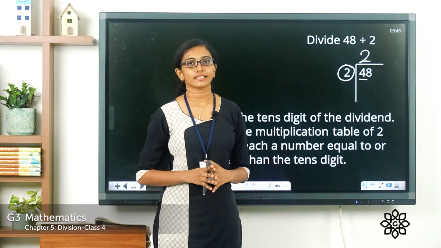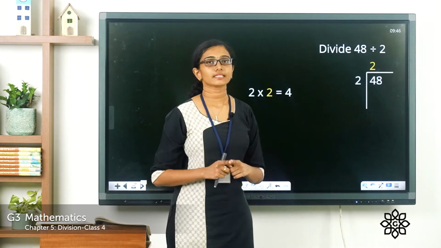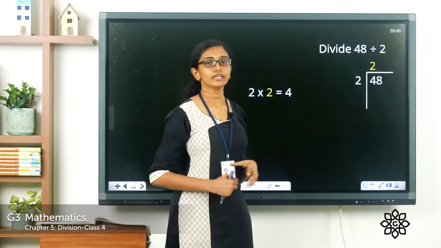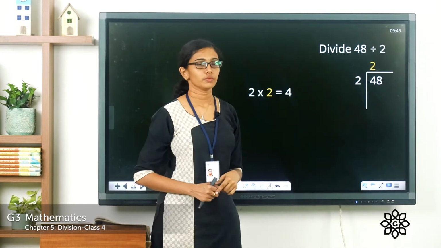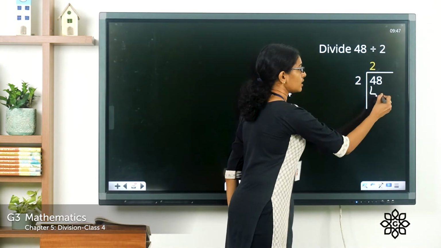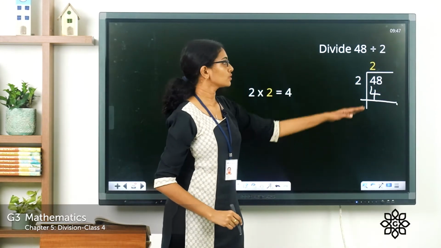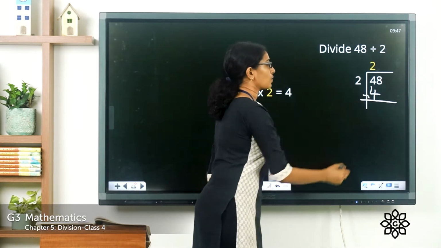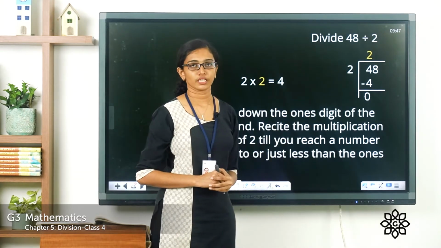Now, what is the next step? So, we have written 2 over there. Now, the next step is to multiply this quotient and the divisor. So, we are going to do 2 into 2, which gives us the number 4. And the next step is to subtract these two numbers, 4 minus 4. And what is 4 minus 4? It is equal to 0.